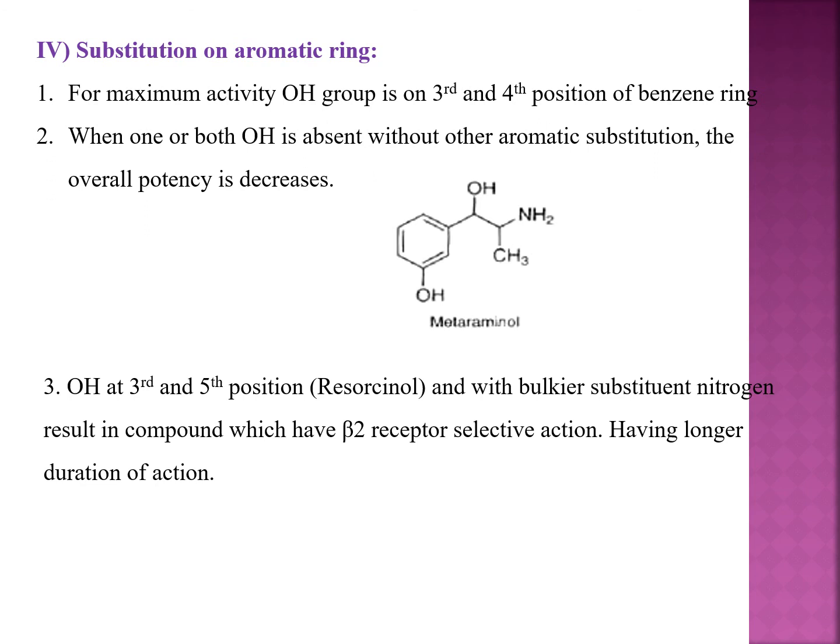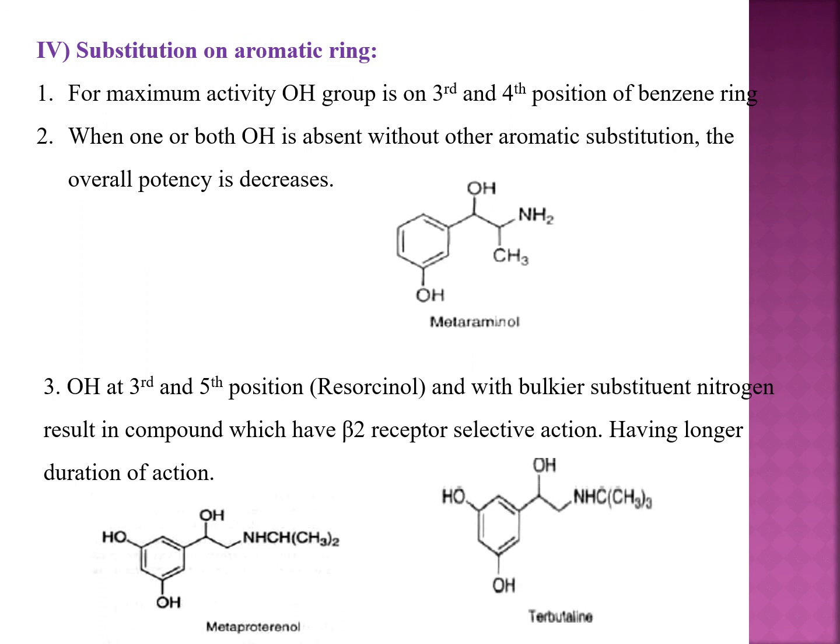Next point, hydroxyl groups at the third and fifth positions, that is a resorcinol derivative, with bulkier nitrogen substituents result in compounds which have beta 2 receptor selective action and a longer duration of action. Examples are metaproterenol and terbutaline. So here there is a resorcinol nucleus instead of the catecholamine nucleus.